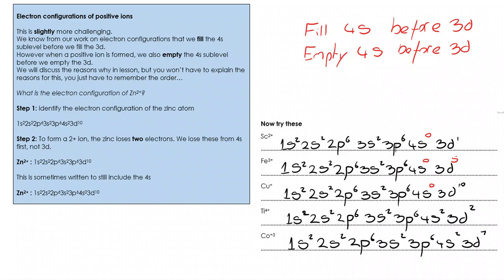For titanium 4+, we lose 4s2 and we lose 3d2. It actually stops at 3p6. And for cobalt, losing 3 electrons, we lose the 4s2 and we lose one of the 3ds, taking me down to 3d6. You don't have to include the 4s0. You could simply get rid of it. But if you're working through this logically, you might find it helpful to do it.